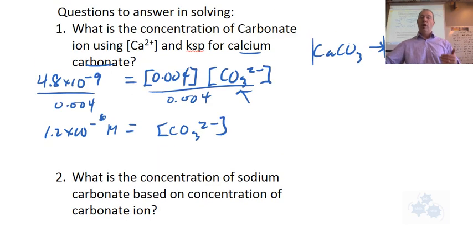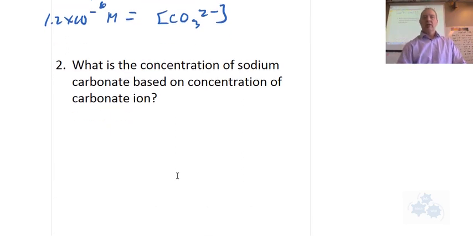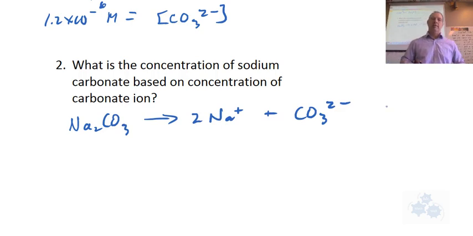All right. So knowing this, the second level here is to say, okay, this is how much ion we need, and that's going to come from sodium carbonate, right? So we're working backwards here now to get to the sodium carbonate. So what is the concentration of sodium carbonate based on the concentration of the carbonate ion? Well, if we write that little dissociation equation, Na2CO3, the sodium carbonate, gives us 2 Na+ plus 1 carbonate, right? A 1 to 2 to 1 molar ratio.